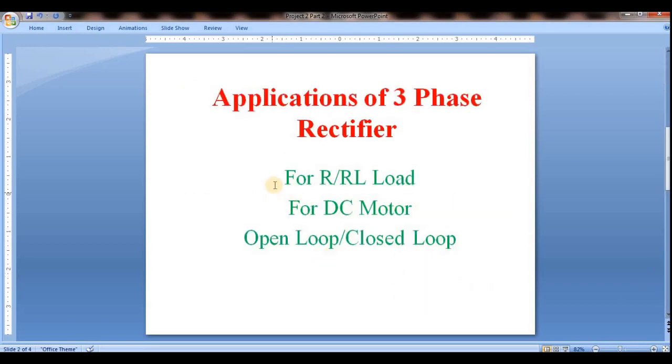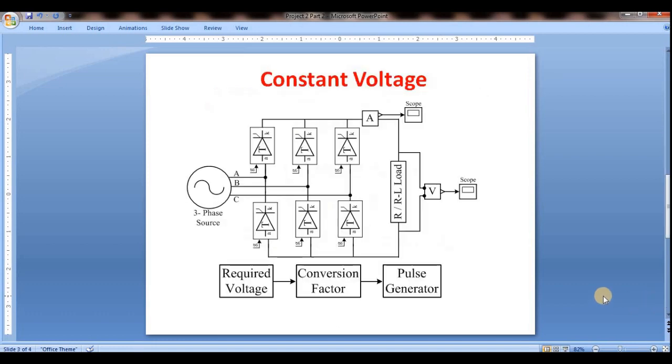So see, for R load or RL load or for DC motor, we can make it for open loop and closed loop controllers. The controllable three-phase rectifiers are designed based on thyristors. So by using a gating pulse circuit, I can operate the rectifiers at a particular level of voltage or for particular applications of DC motors. See how we can go for this project.